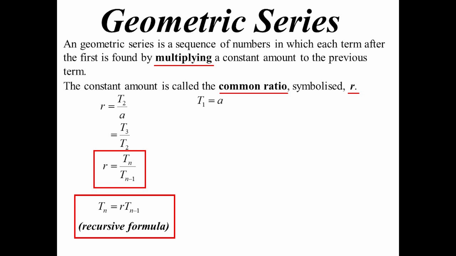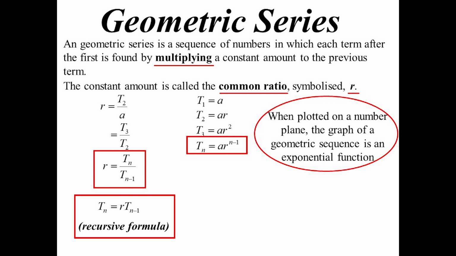So let's find a formula for it. Term 1's A, so the second term would then become AR squared, and the pattern starts emerging. Any particular term, AR, but 1 less in the power, so n minus 1. Now, if you were to plot these ones on a number plane, again, they're going to be discrete points, but these ones should form an exponential function. Because if you look at the general term, the variable, which would be x in the graph, is in the power. So therefore, we would be expecting some sort of exponential curve if we were to draw this one.